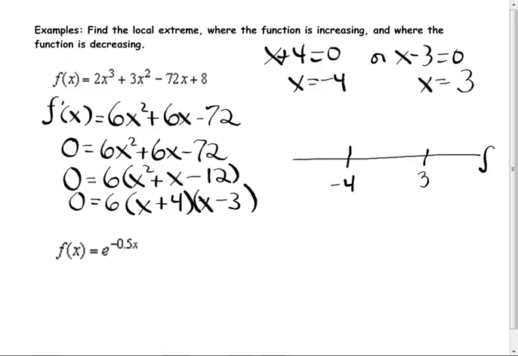I'm going to label this f prime so I don't get confused, and I do tend to forget to do that. And you could test regions, or you could say, I know it's a parabola. And it's a parabola opening up, right? So these are my zeros. What's true about my derivative on this side? Is it positive or negative?